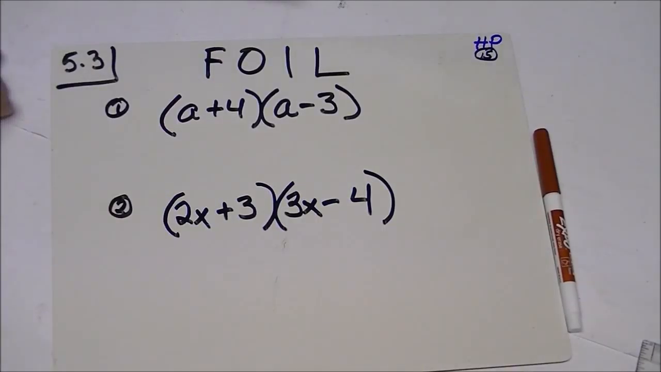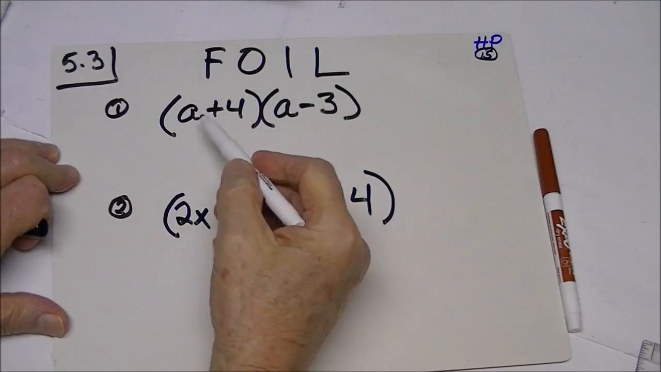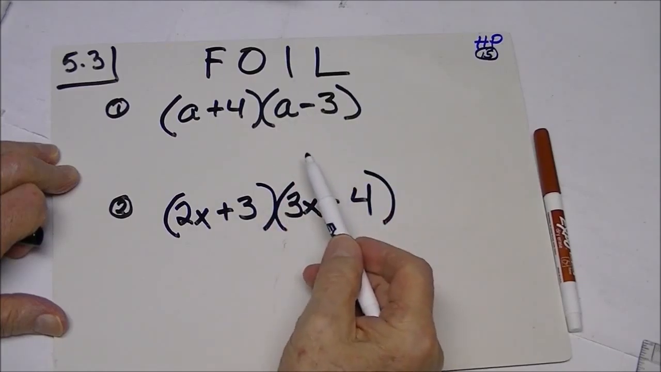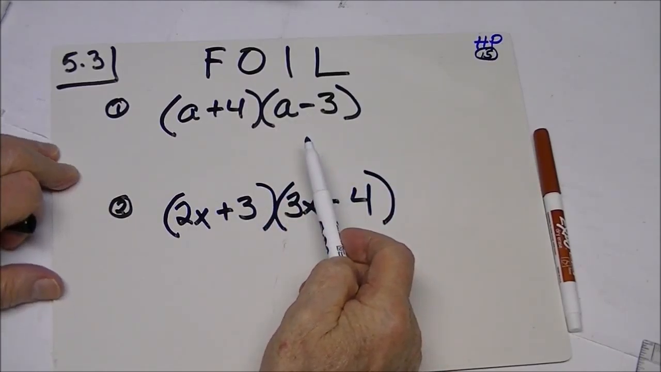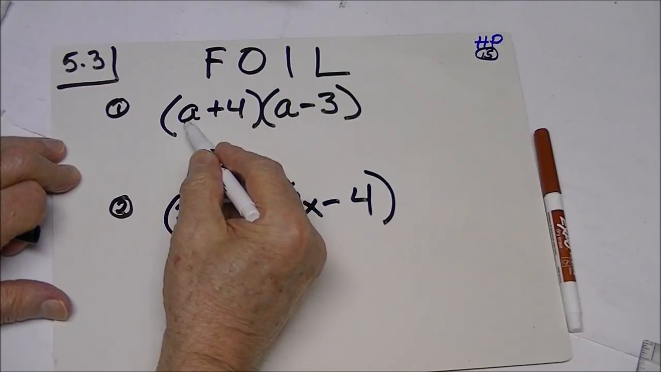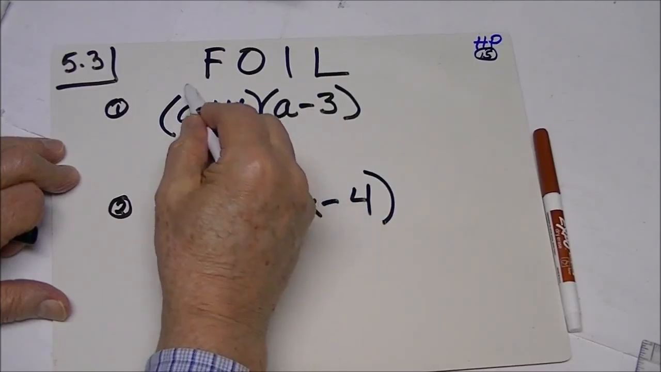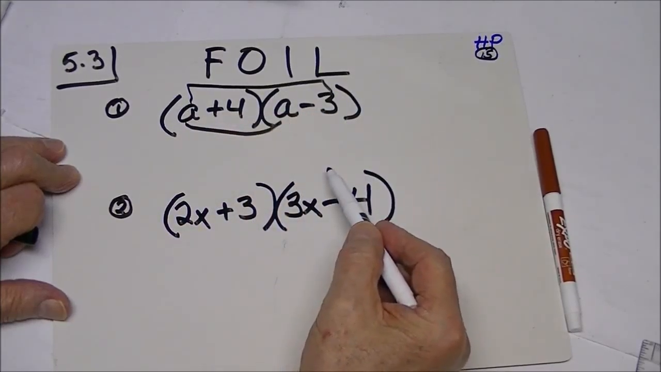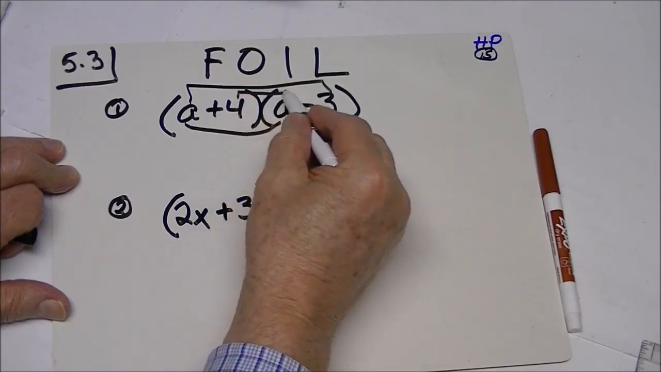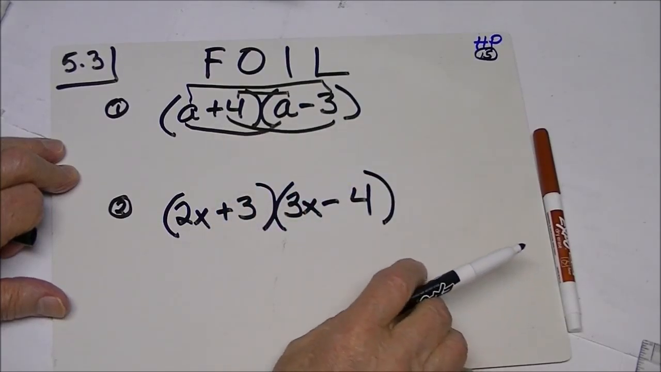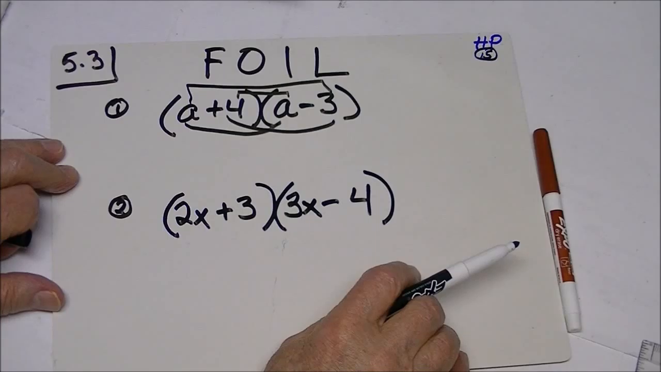Okay, going on to topic 5.3, we're going to take a look at multiplying a binomial by a binomial through that special method called FOIL, where we're going to multiply the first for the F, the outers for the O, the inners for the I, and then the last. So we'll pause as we do that.